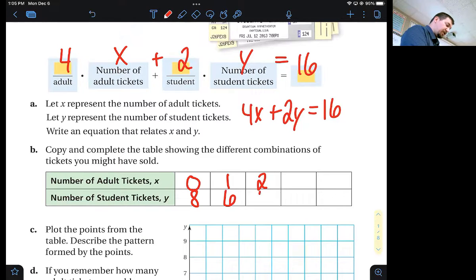And so you can finish this pattern, can't you? 0, 8, 1, 6, 2, 4, 3, 2. And if I sold 4 adult tickets, that would be all $16. I wouldn't have sold any student tickets. So if I forgot how many tickets I sold, these are the only 5 combinations that work because you can't sell half tickets.